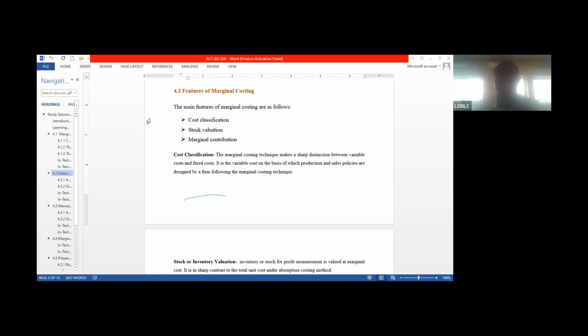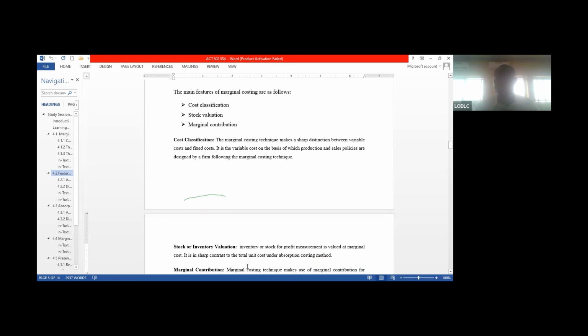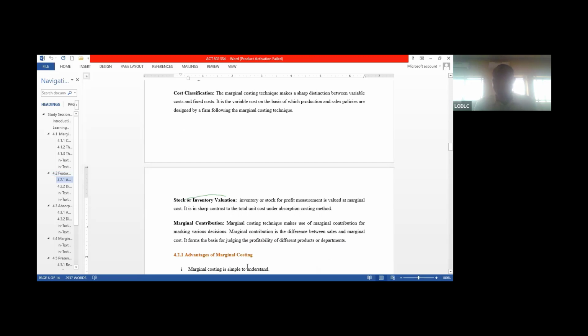So we have stock valuation, or what is referred to as inventory valuation. Inventory valuation or stock valuation is for profit measurement, and this is valued at marginal cost. Maybe in your theory level, when we are talking about inventory, it is strictly discussed under IAS 2. Do you understand? And we have some measurements. So inventory can be measured at lower of cost or net realizable value. Do you understand? The one that is lower, either of the two.